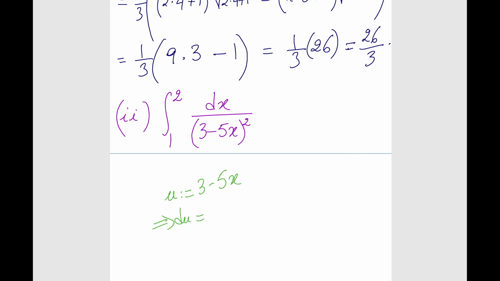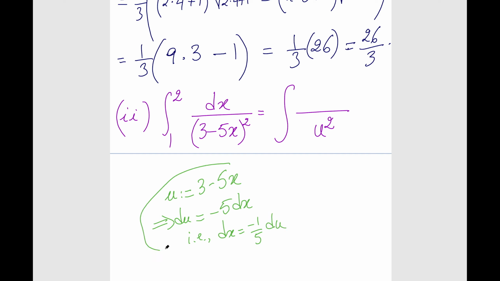As such, du is equal to minus 5 dx, right? It's u prime, which is minus 5 times dx. So this is equal to the integral. Downstairs is u squared, correct? Upstairs, dx. What's dx in terms of du? How about we write it here? What's dx in terms of du? Doesn't it mean minus 1/5 du, right?